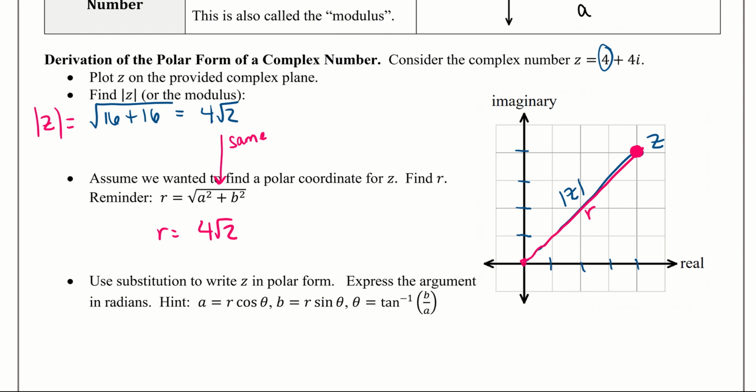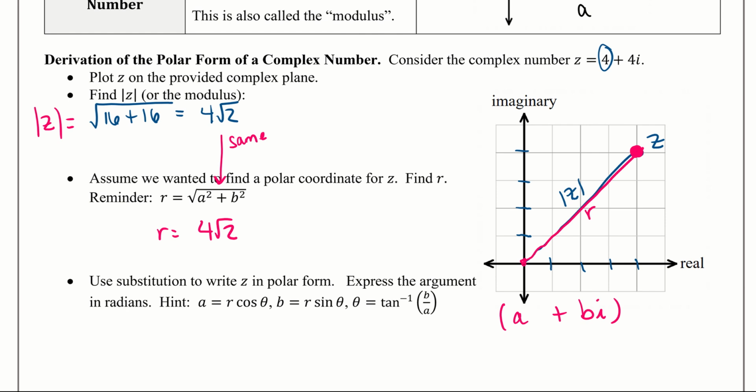What we're going to do now is we're going to use some substitution to write this in polar form. Now, in the past, we've said x is r cosine theta, but now our horizontal axis has been renamed to the real component. We're going to call that a. And then the vertical component, instead of calling it y, we're calling it b, and that would be r sine theta. And just like before, theta is going to be the inverse tangent of b over a. So what I'd like to do is to write this in the form a plus bi.